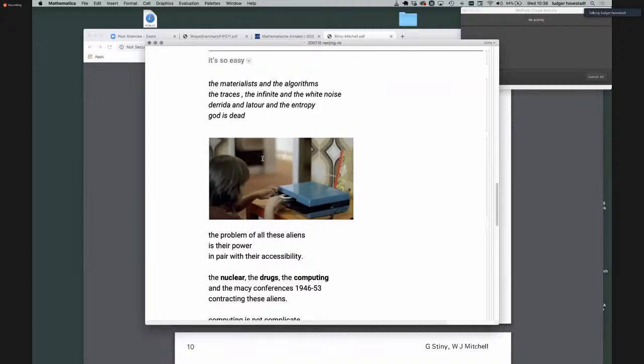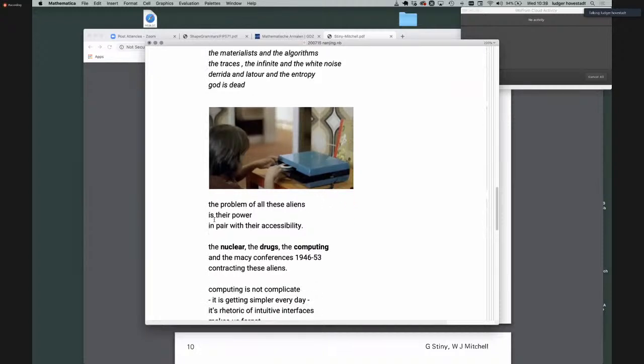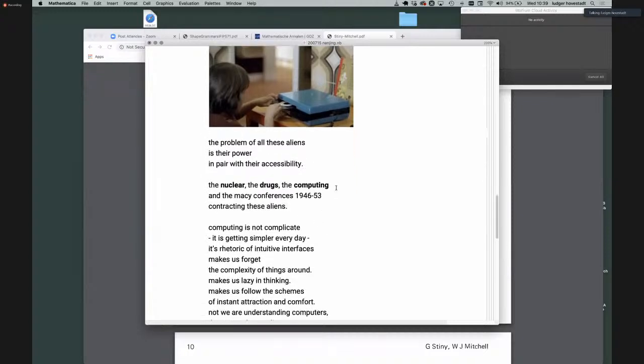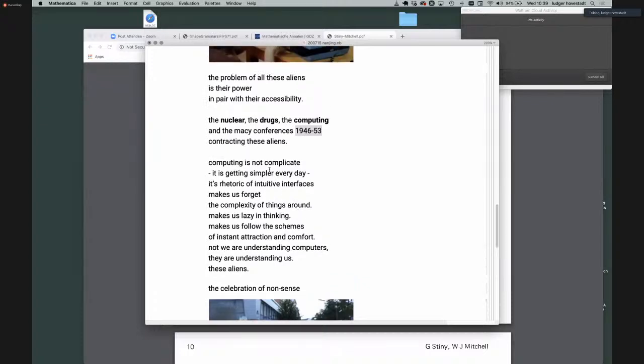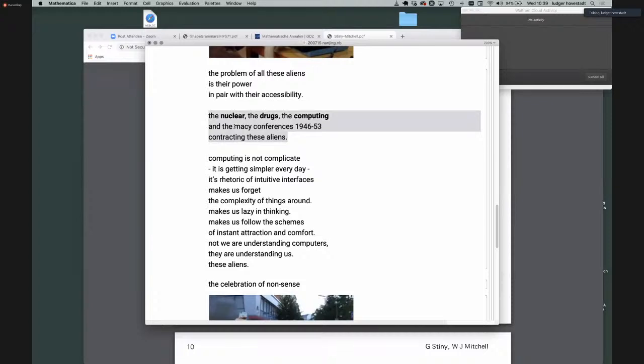The problem of all these aliens is their power in pair with their accessibility. The nuclear, the drugs, and the computing are the Macy conferences and contracting these aliens. You can look it up with the Macy conferences. The interesting thing is, after the war, they started to organize the world. It was not that they thought with the aliens. These are the three principal categories of aliens.